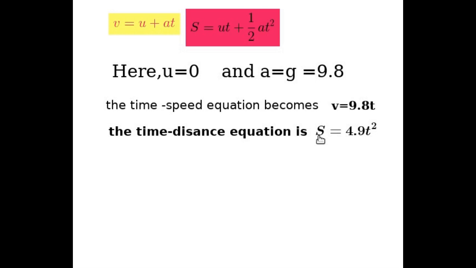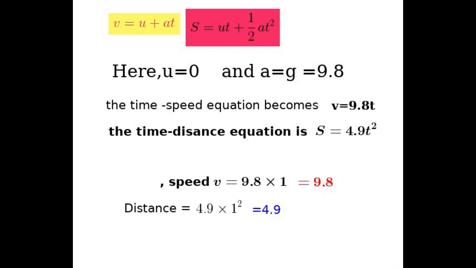different time intervals. t is equal to 1. After 1 second, the speed of the object becomes, put t = 1 in this equation, v = 9.8 into 1, that is equal to 9.8. s is equal to 4.9 into t², t is equal to 1, so 1 square is equal to 1. 1 into 4.9, 4.9.